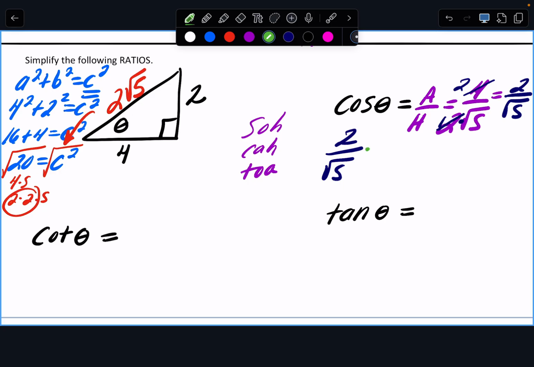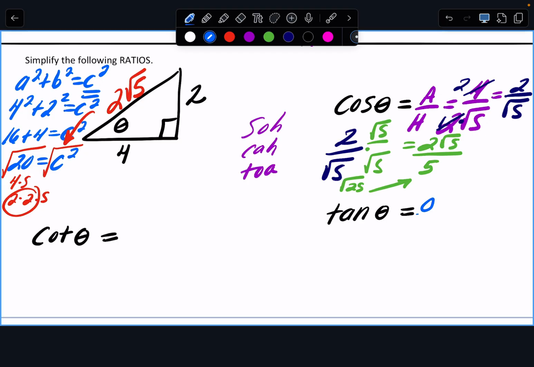So we're going to fix this by multiplying by root 5 to the bottom and to the top. So on top, we get 2 root 5 over what number? 5, because it's the square root of 25, which is 5. Okay, I'm going to do tangent next.